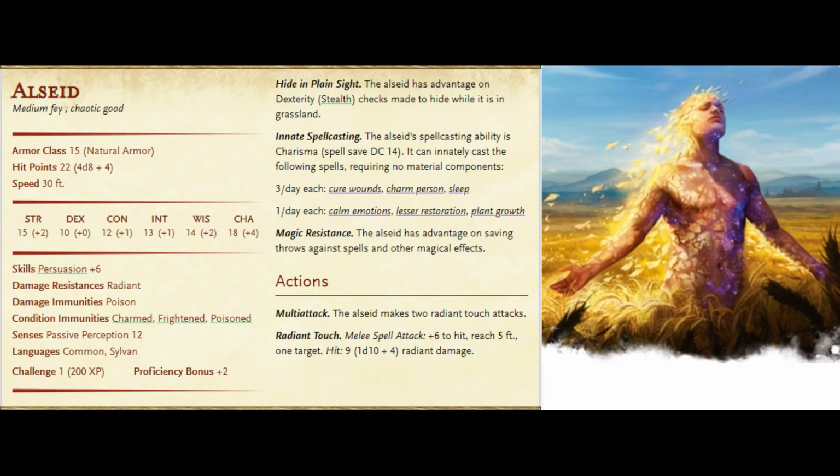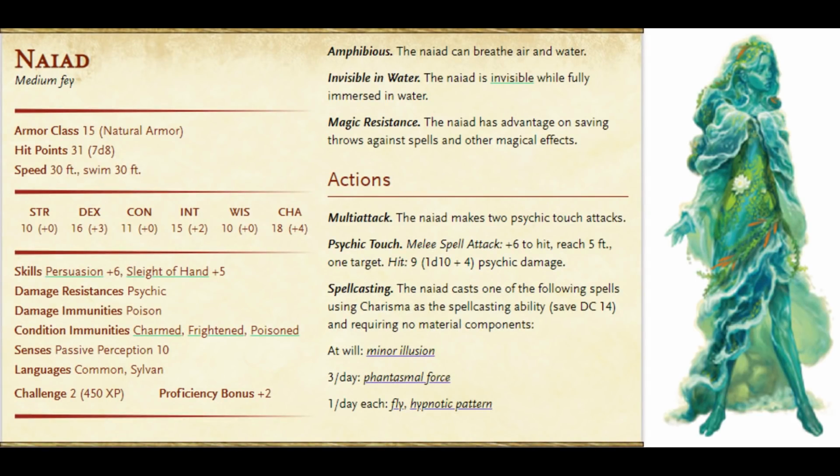And now we're into my top 3. We go back to Mythic Odysseys of Theros one more time with the Naiad, I'm going to say, challenge rating 2, so we only get one of these. They have a spell DC of 14, and they have Minor Illusion, 3 Phantasmal Force spells, Fly, and Hypnotic Pattern. So basically, you want to have them do their thing, then get behind full cover so they don't get killed.